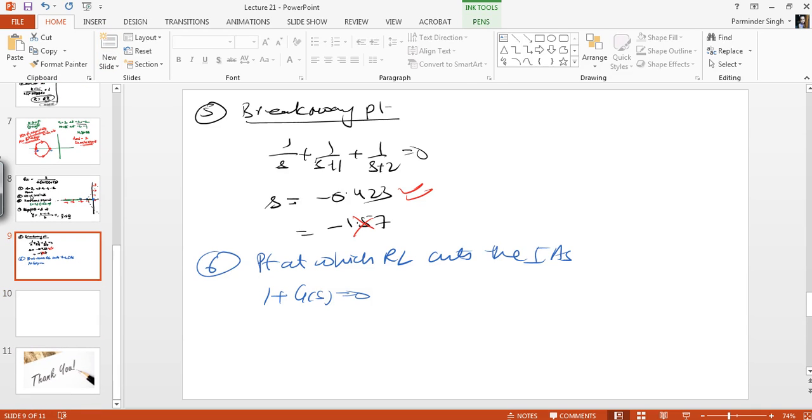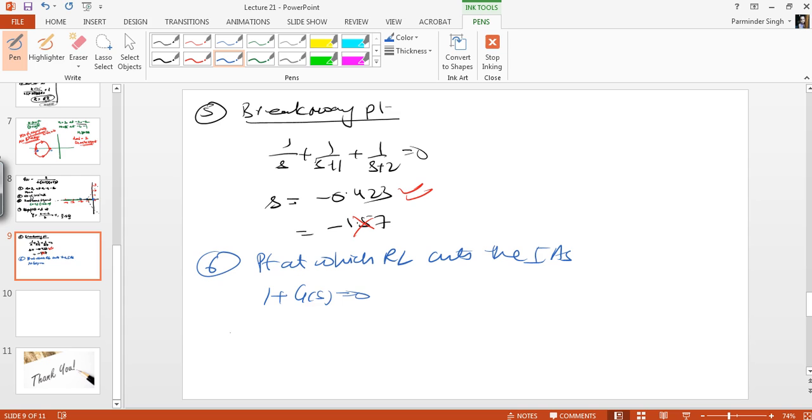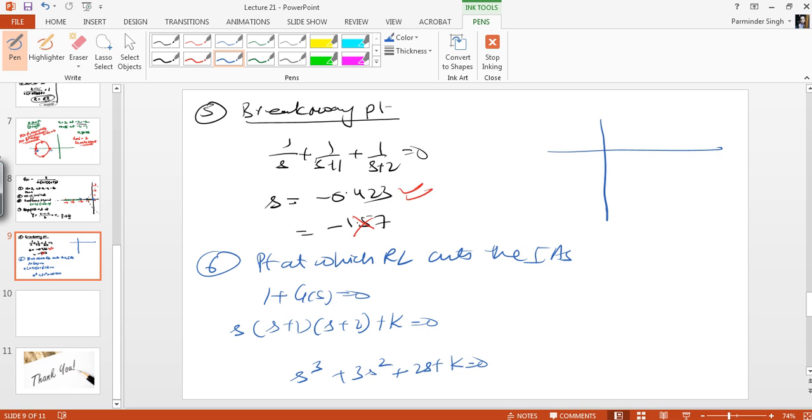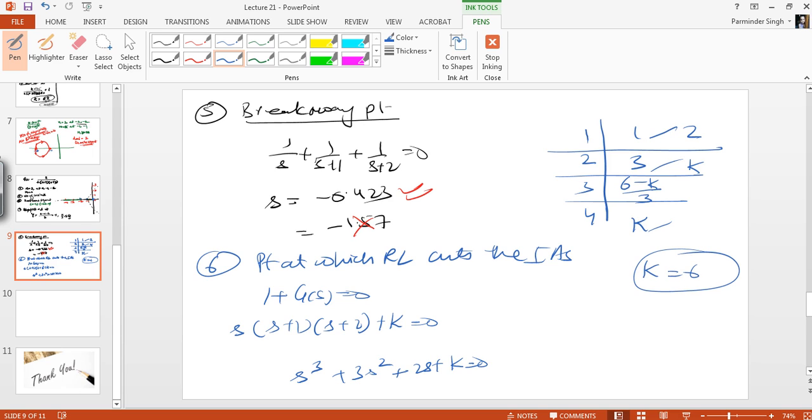That is the characteristic equation. The characteristic equation is s(s+1)(s+2) + k = 0. So it becomes s cubed plus 3s squared plus 2s plus k equal to 0. We prepare the Routh array: 1, 2, 3, k, (6 minus k)/3, and k. So this must be positive, so k has to be 6.